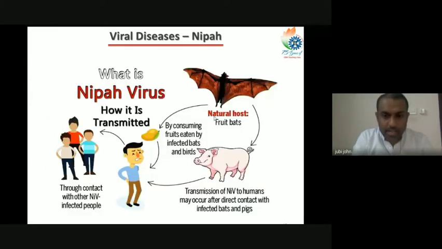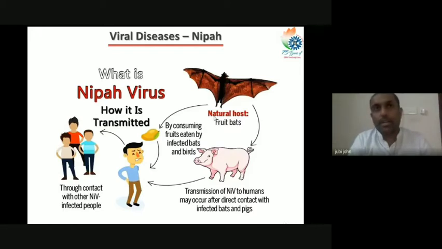And you all know that the fruit bat is the natural host of Nipah virus, and the transmission can go through the fruits. When the bats eat the fruits, it can transmit to the fruits, and if a human eats the half-eaten fruits, it can go to the humans and create a disease. Or it can transmit viruses to pigs, and from the pigs' meat, it can go to humans.